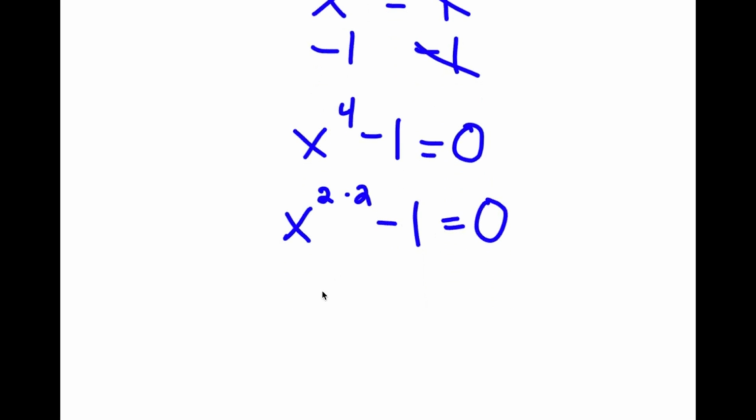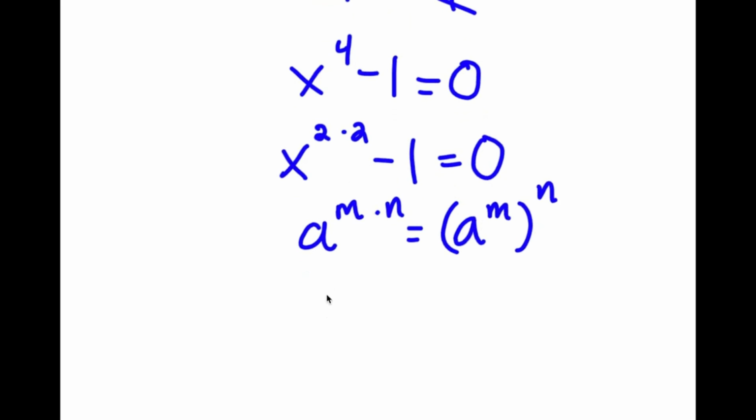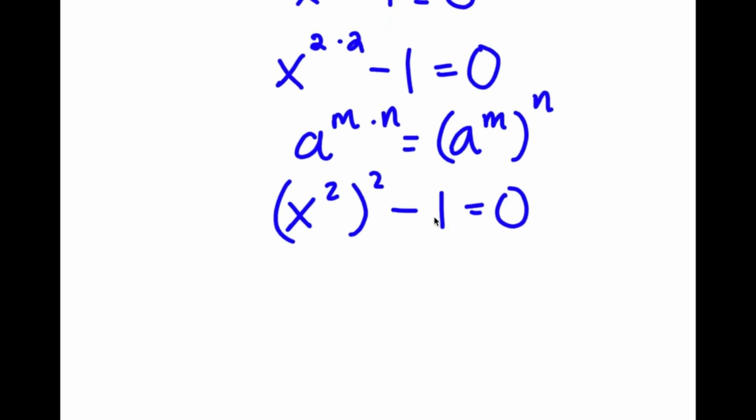And if I have something in the form a to the power of m times n, this is equal to a to the power of m to the power of n. So x to the power of 2 times 2, I can write this as x to the power of 2 to the power of 2. Now I have this minus 1 is equal to 0. Now 1 is the same thing as 1 squared. So I have x squared to the power of 2 minus 1 squared is equal to 0.